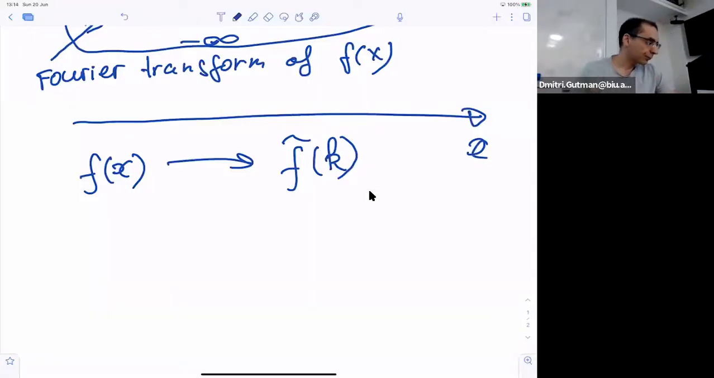Okay. So we just defined Fourier transform. And now we're going to play with this thing and slowly gain intuition about it and slowly gain why this transform is helpful.